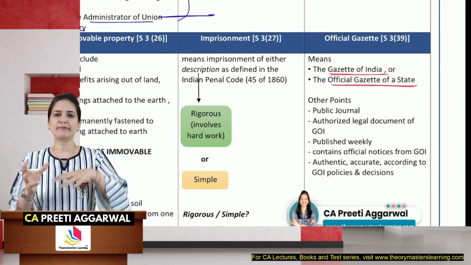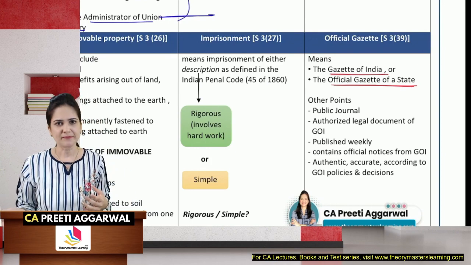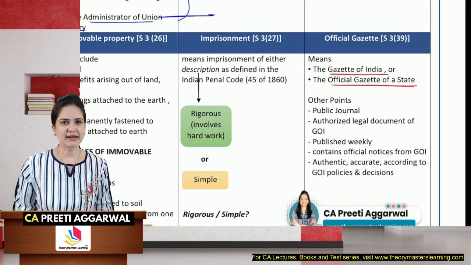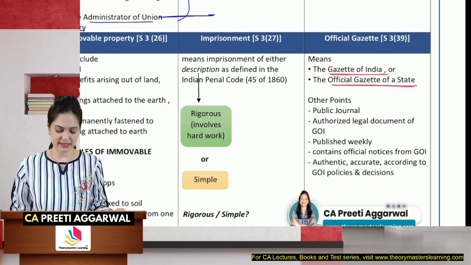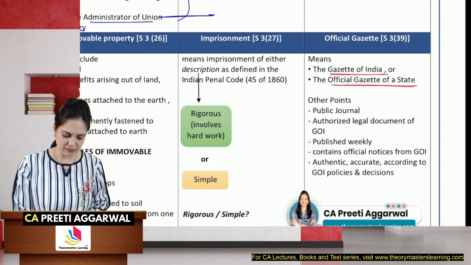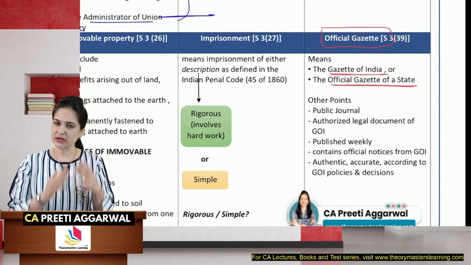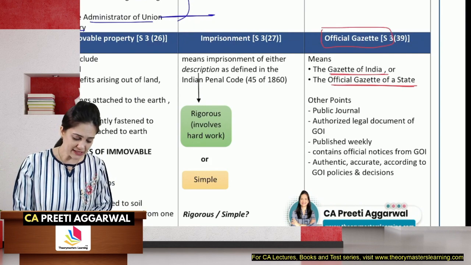See, laws are made by both the central government as well as the state government. So state government will make law for the state. It will also have its own official gazette. So when we are using a general term, it may mean either of the state or it may mean of the center. These are the points to be noted.